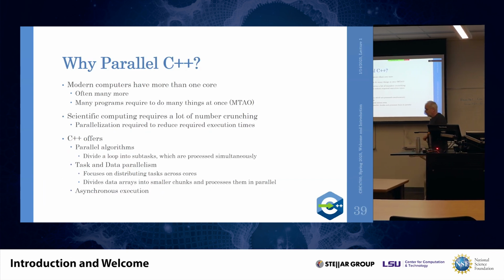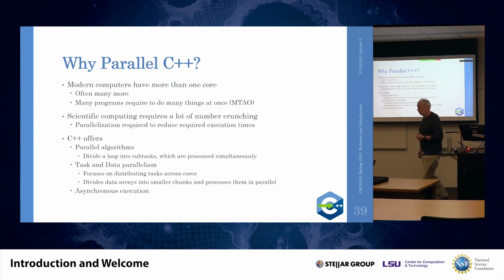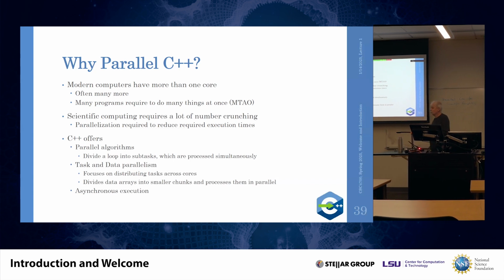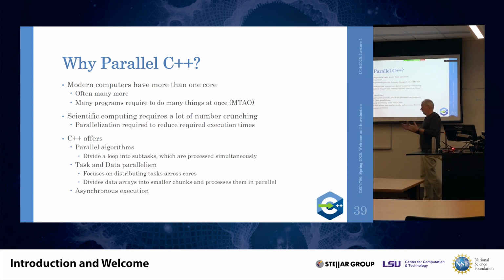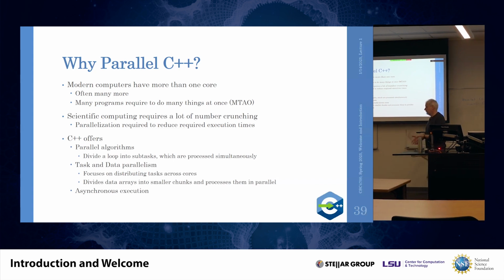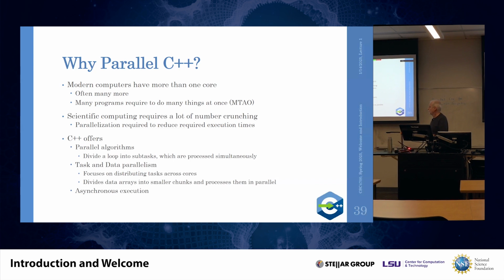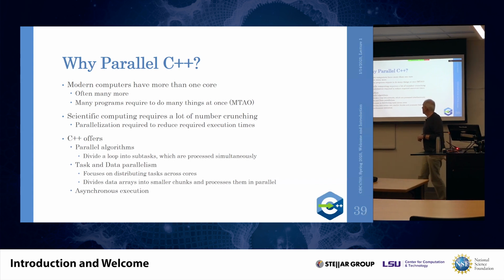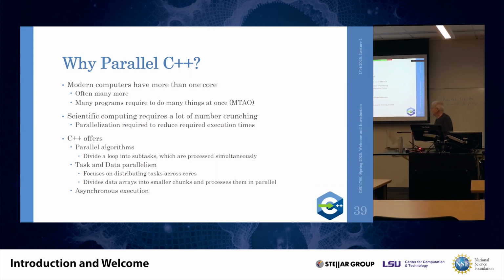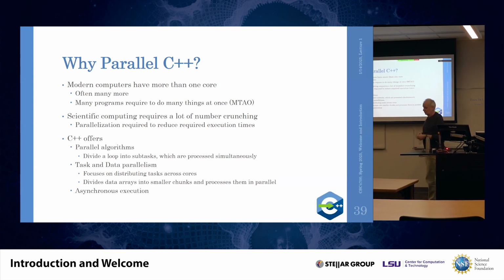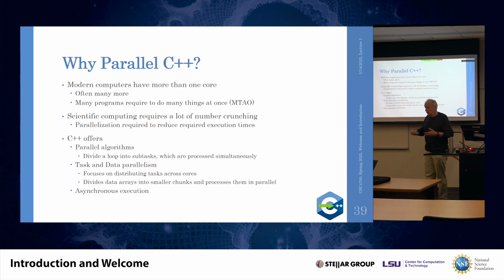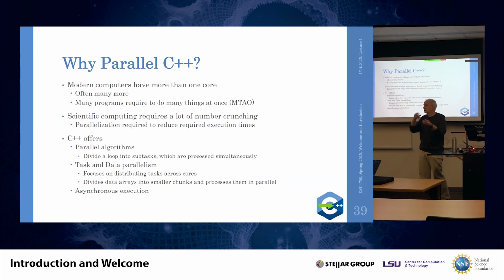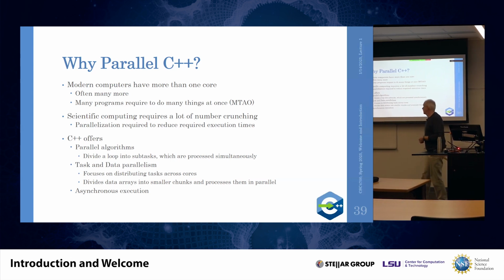So let's ask another question. Why parallel C++? Or why C++ for parallel computing? Because modern computers have more than one core, more than one processor. Or the big supercomputers have more than one computer connected over the network. So many programs require doing what I call many things at once, MTAO. And scientific computing requires a lot of number crunching. You can imagine if you simulate a hurricane, you want to simulate the water height expected in each point at the coastline. So there are a lot of points you want to do computing on.